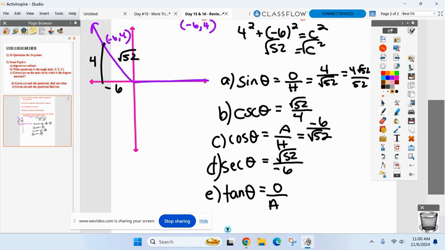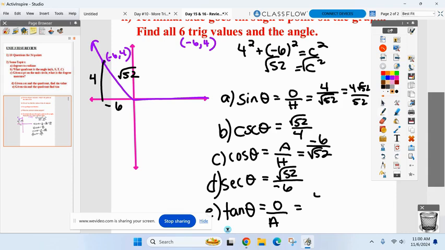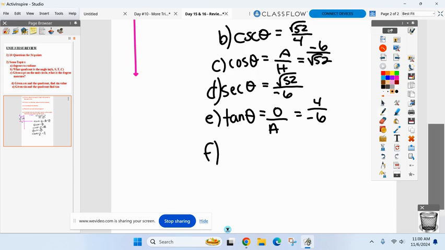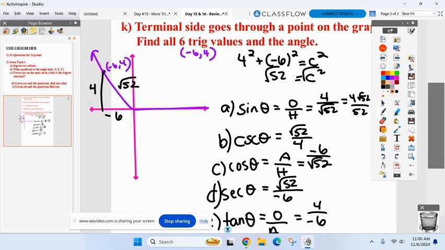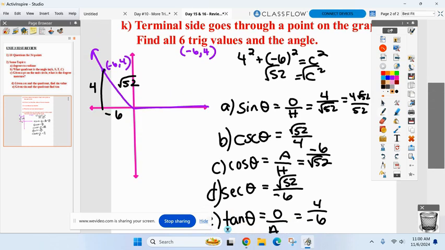Which would be opposite over adjacent. Let me go back up. What do you got for me? 4 over -6. And then your final one is cotangent. Now, I forget what the point I gave you is tomorrow. But remember what should be negative in what quadrant too. Okay, we didn't have to worry about that. Either look on your diagram and say, these have to be negative down this direction, or remember what's positive and negative where. Last thing, what's the angle?